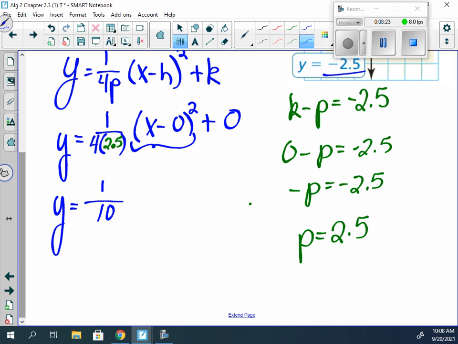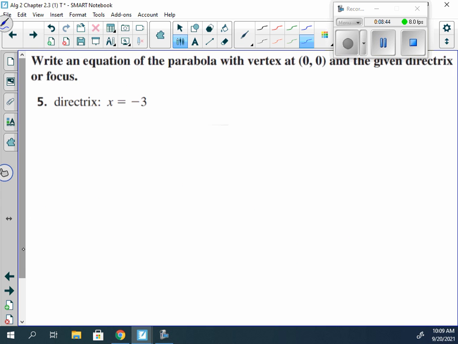x minus 0 squared is x squared. And plus 0 doesn't mean anything. So we're just left with y equals 1 over 10, or 1/10 times x squared. And that's it. Questions on this here? Let's look at the next one.